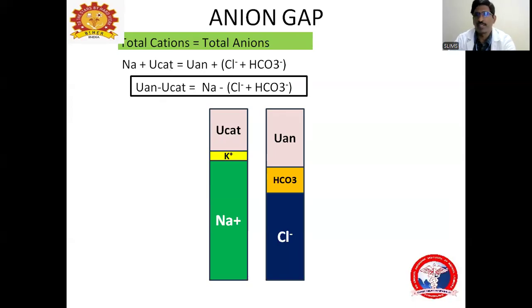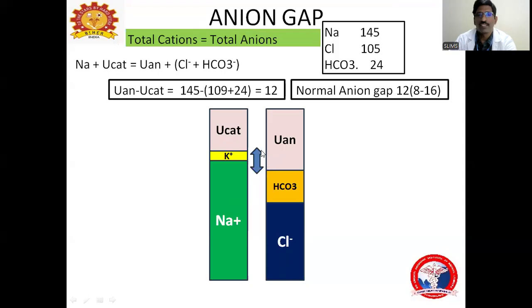This is only 4 milliequivalents, so we are ignoring it. On the other side, in the anions, we measure chloride and bicarbonate, and we don't measure other things. So look at here, this is the combination. Normally unmeasured anions are more than the unmeasured cations. This forms the anion gap. So unmeasured anion minus unmeasured cation is equal to sodium minus bicarbonate and chloride.